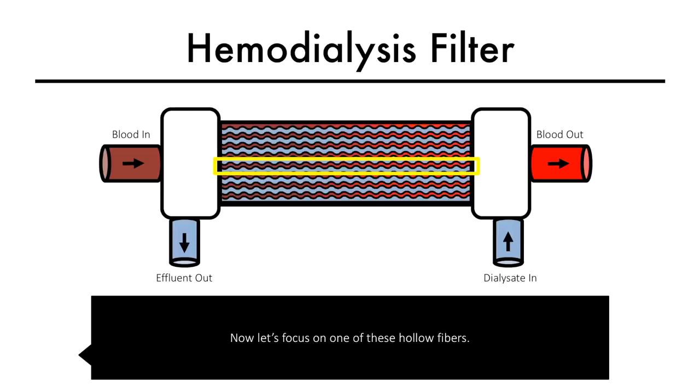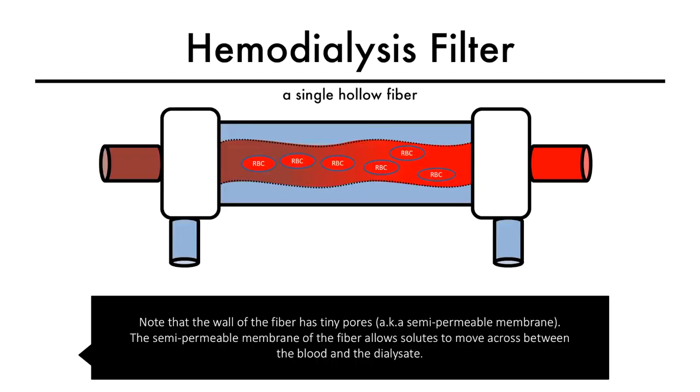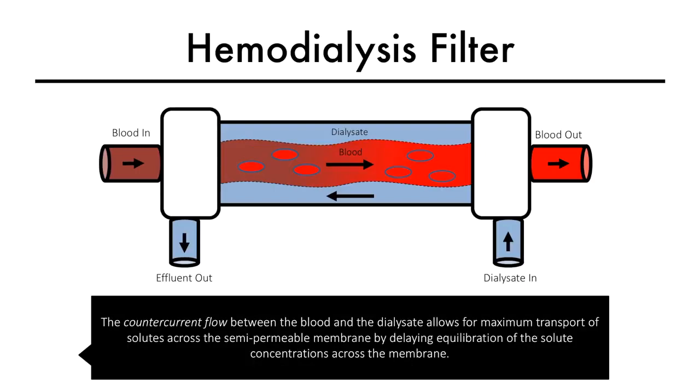Now let's focus on one of these hollow fibers. Note that the wall of the fiber has tiny pores which make it a semi-permeable membrane. The semi-permeable membrane of the fiber allows solutes to move across between the blood and the dialysate. The countercurrent flow between the blood and the dialysate allows for maximum transport of solutes across the semi-permeable membrane by delaying equilibration of the solute concentrations.